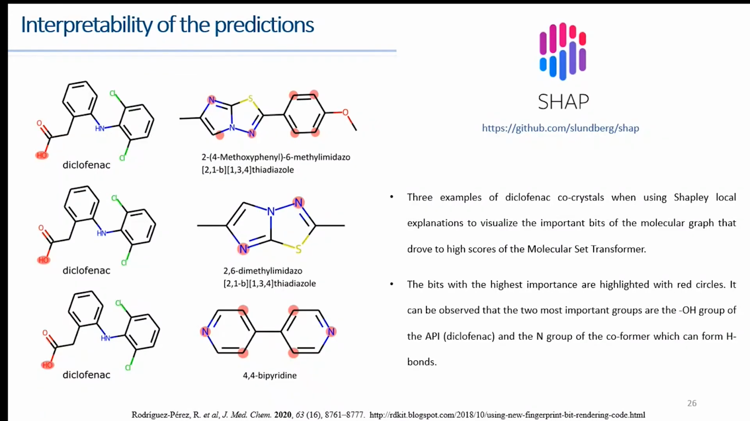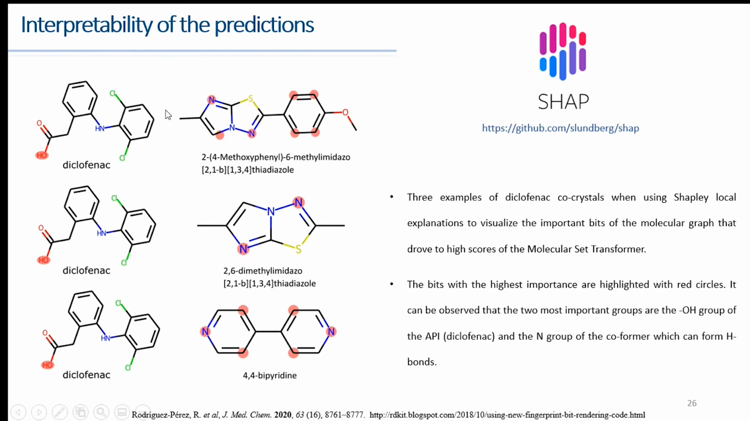Further on, we also wanted to see if our predictions make any sense, physically. To do that, I used SHAP values. It's a library to find in which parts of the input your model pays more attention or has the higher weights.